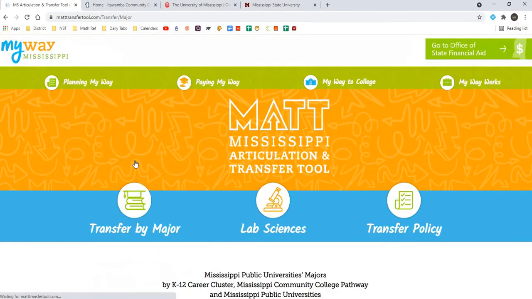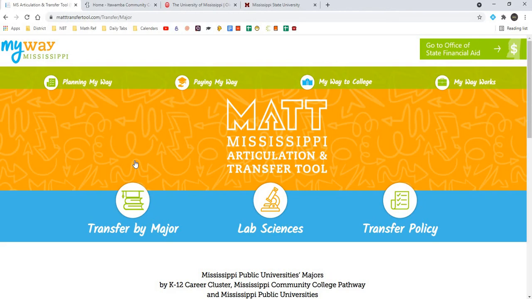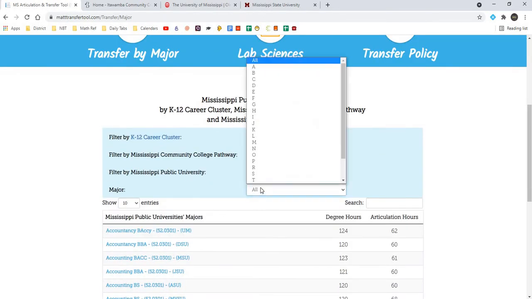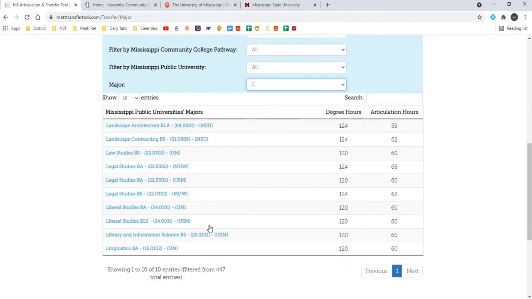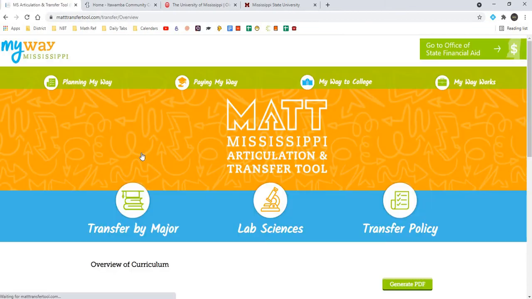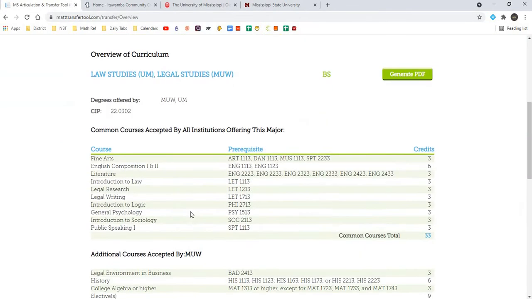Another big major that I hear often is law studies. So let's go to law studies. And we're going to look at that at the University of Mississippi, which is where most people go to law school, Ole Miss. So you can, again, see these common courses. There are 33 hours, which is 11 classes. These are all 3-hour courses. This one is 6 because it's Comp 1 and 2. So there's 33 hours that you could take at a community college and not have to take those at the University of Mississippi. Okay?